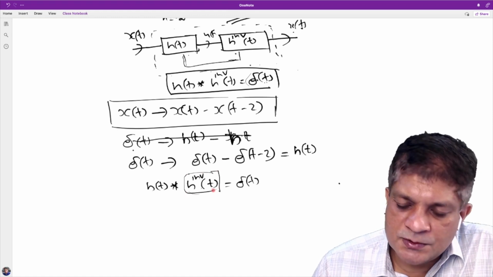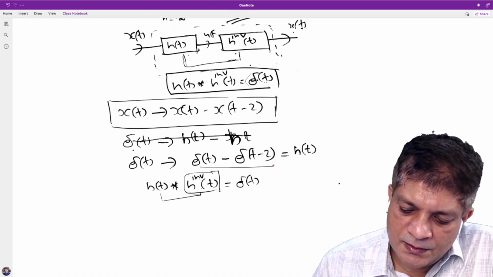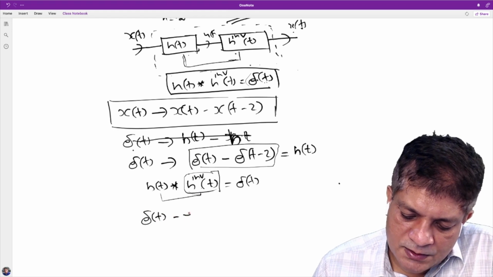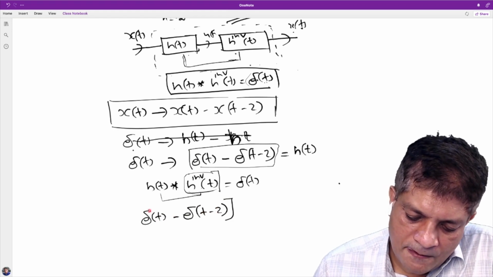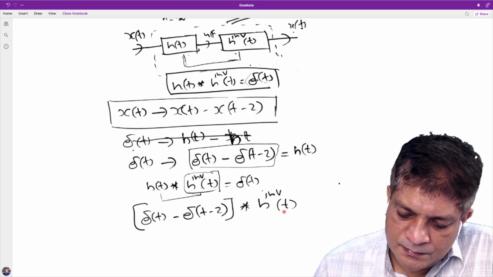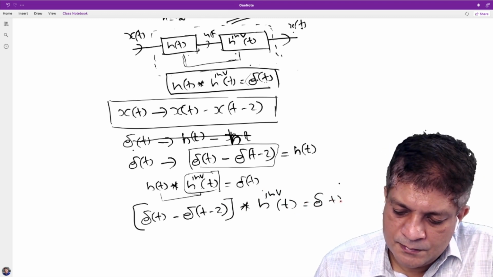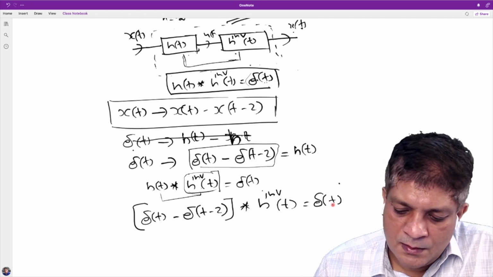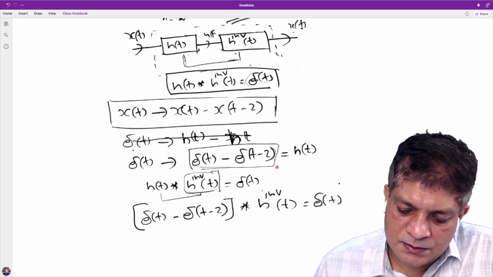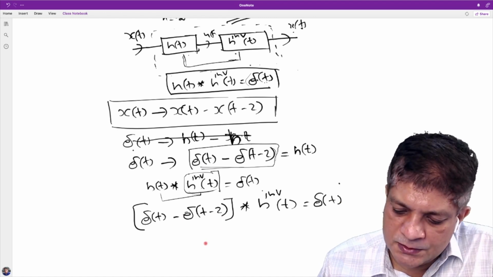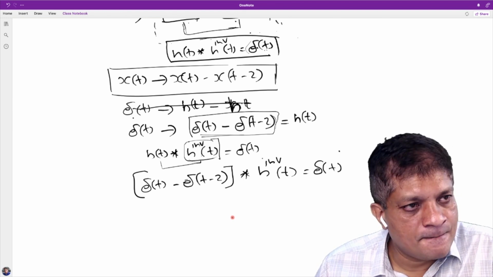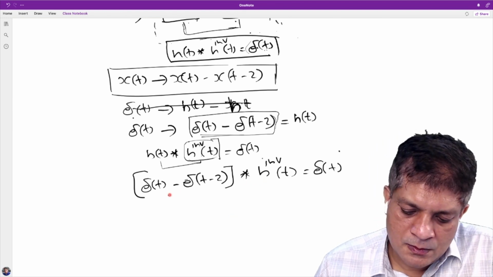Suppose this is the impulse response of the inverse system. What is this convolution? We are given that s(t) is this, so this convolution is with delta t minus delta t minus 2. I am substituting this here for s(t). Now can we simplify this convolution? h inverse t, distribute, minus h inverse t minus 2.